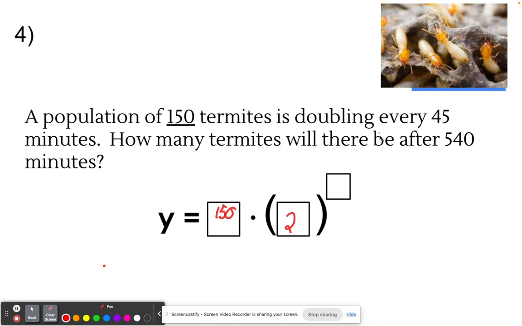Well, we've got to know how many 45-minute time periods there will be in 540 minutes. And that is 12. So we have 12 time periods. Do you think we'll have a lot of termites? I think we will. 150 times 2 to the power of 12 gives me 614,400 termites. That's pretty gross.